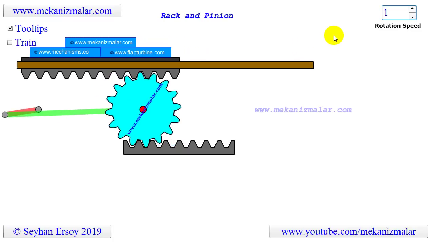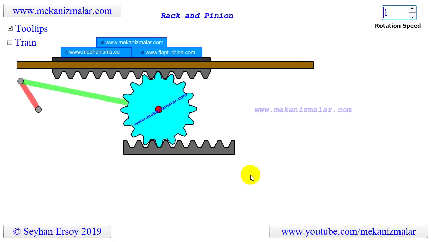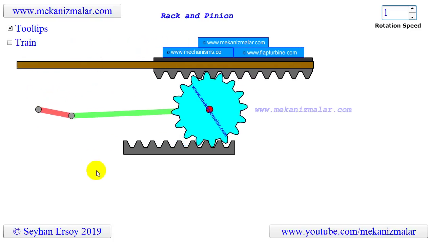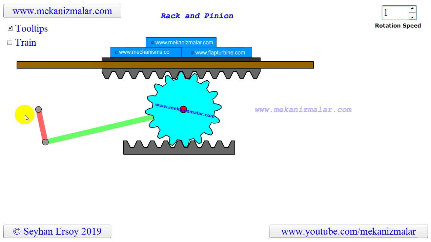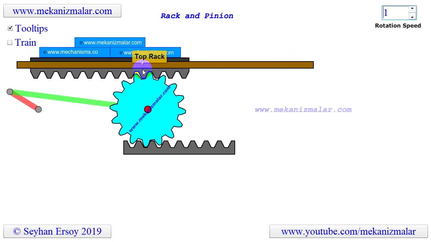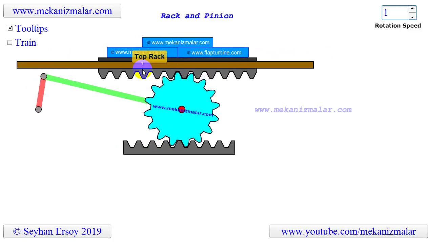However, you might miss one critical fact. If the radius of the red crank shown in the animation is R, the stroke length of the pinion gear is 2R. However, the stroke length of the top rack is 4R. This means that we can use this mechanism as a stroke increaser.